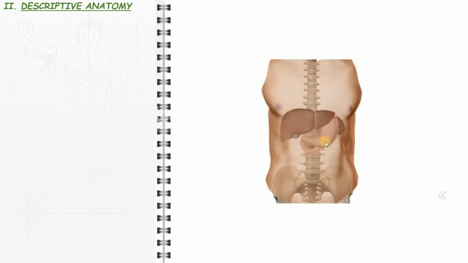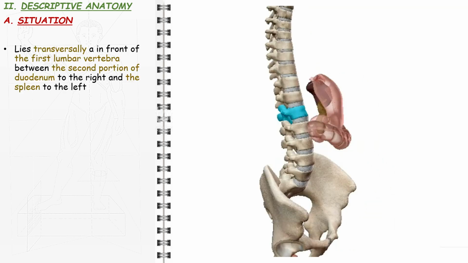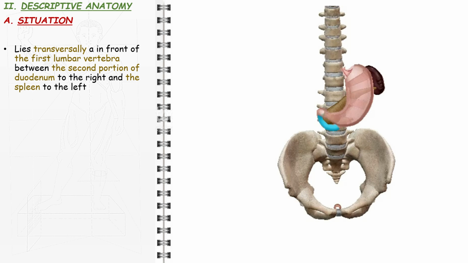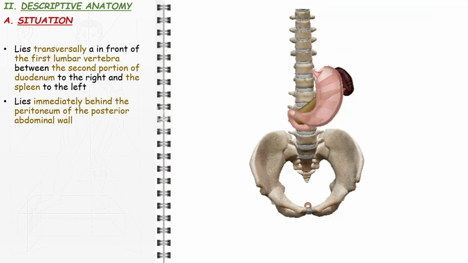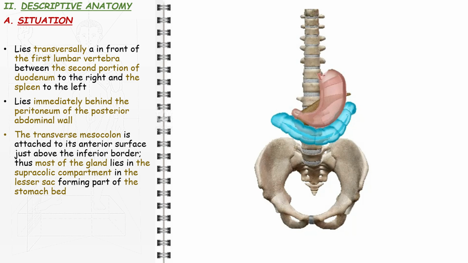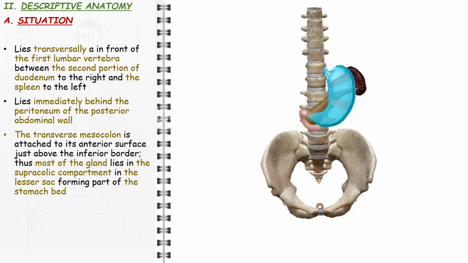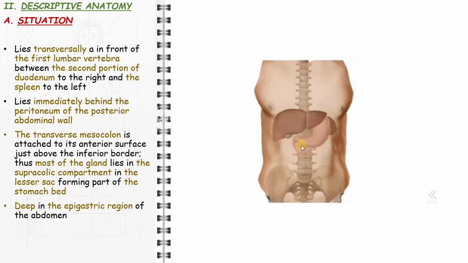The pancreas lies transversally in front of the first lumbar vertebra between the second portion of the duodenum to the right and the spleen to the left, immediately behind the peritoneum of the posterior abdominal wall. The transverse mesocolon is attached to its anterior surface just above the inferior border. Thus, most of the gland lies towards the lesser sac of the supracolic compartment, forming part of the stomach bed. The pancreatic gland is deep in the epigastric region of the abdomen.